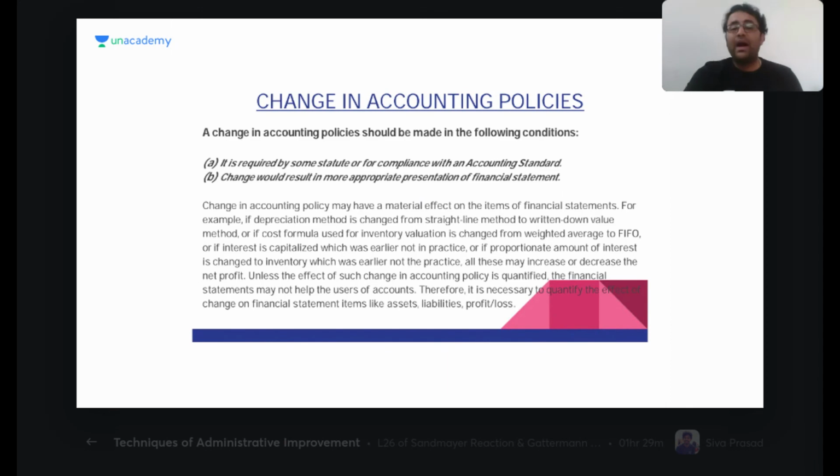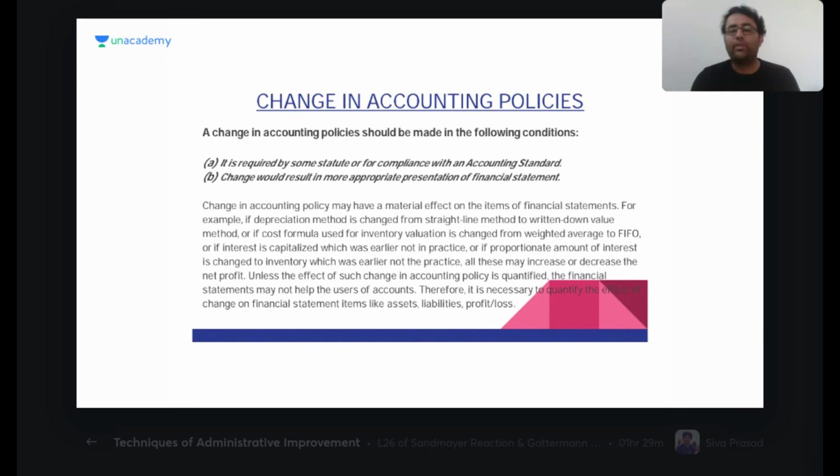Okay. Now, there might be certain situations in which you have to change the accounting policies. Like Aryan asked me and Ali has been asking me, please note these are the situations in which the accounting policies can be changed. It is required by some statute or compliance with an accounting standard. Let's say the accounting bodies all over the world or in India make certain changes and they say, as per so and so, effective so and so date, this accounting principle will no longer be in existence and it has been replaced by this. Then you have to change the accounting principle.